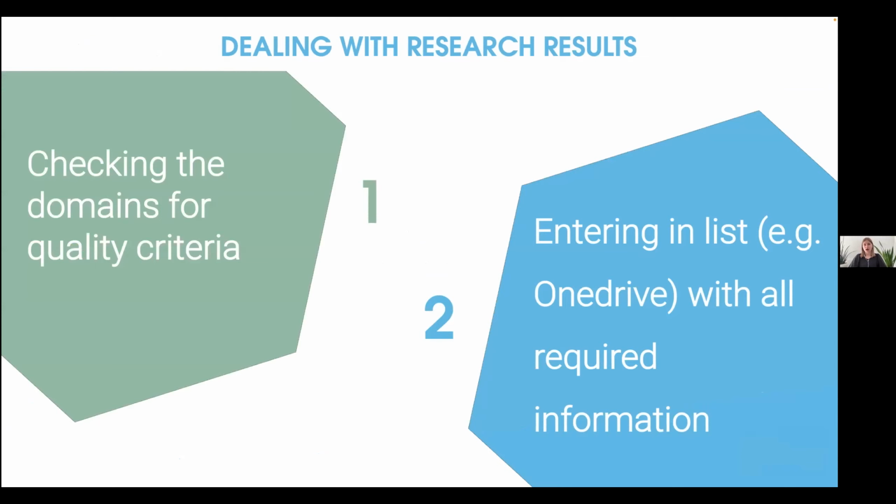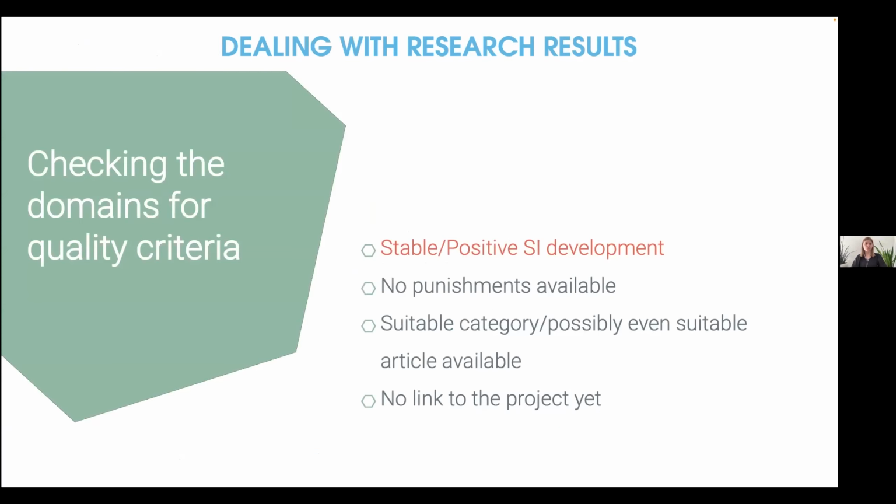When you have found research results, of course, first you have to check the domain for the relevant quality criteria. And after that, you have to collect them in a central list. For example, we always use a OneDrive list, and you always have to add some more information so you can, in the end, work with them, so you can contact them. So first of all, for the quality criteria, look for the stable, positive SI, the visibility development.